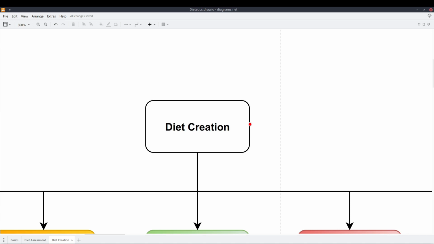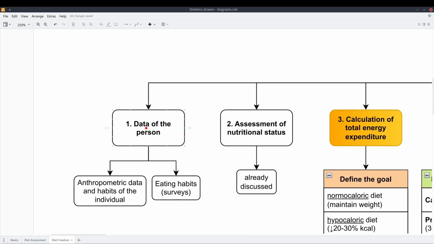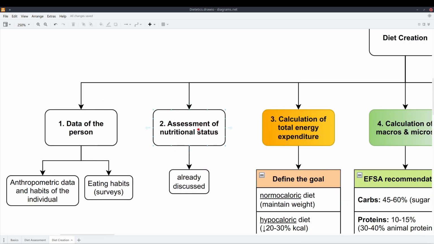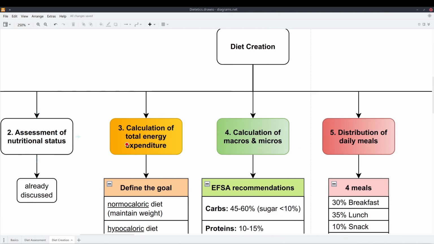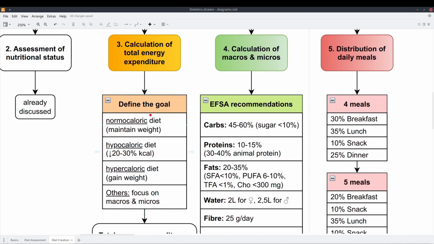So let's begin. We start with the data of the person. These are the anthropometric data, the habits of the individual, as well as the eating habits. And here, to gather this information, we use the service that we already saw in the diet assessment. Then we do the assessment of the nutritional status, and this is already discussed as well. So, once we have all the data, we calculate the total energy expenditure, and we define a goal.